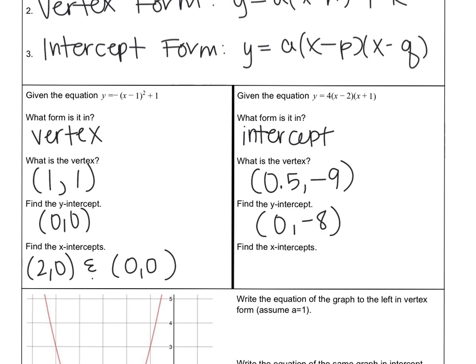Now, because we are in intercept form, the x-intercepts are given to us from the equation. So we do the opposite of what's in each set of parentheses. So x minus 2 would mean there's an x-intercept at 2, 0. And then x plus 1 would mean there's an x-intercept at negative 1, 0. And you can also use Desmos to double check, and you will find that those are the x-intercepts.